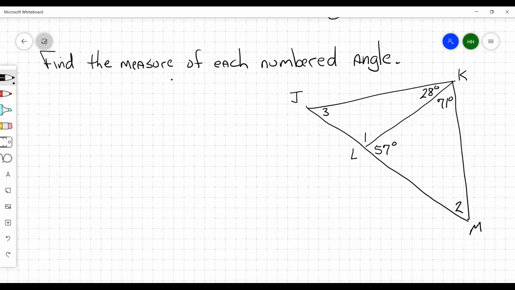All right, we're going to find the measure of each numbered angle. So I'm going to start with angle 1. Do you see how it forms a line with this angle right next to it? Remember the term linear pair? Angle 1 and 57, those are a linear pair. So angle 1 is going to be equal to 180 minus 57, because the sum of those two has to equal 180. So angle 1 is going to be equal to 123 degrees.